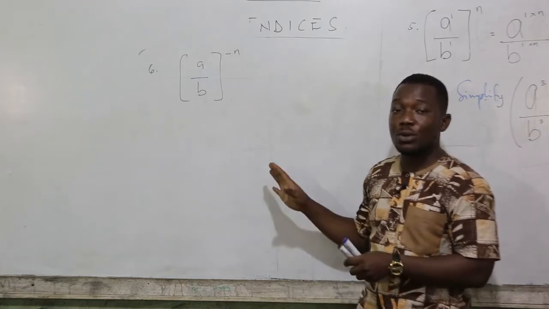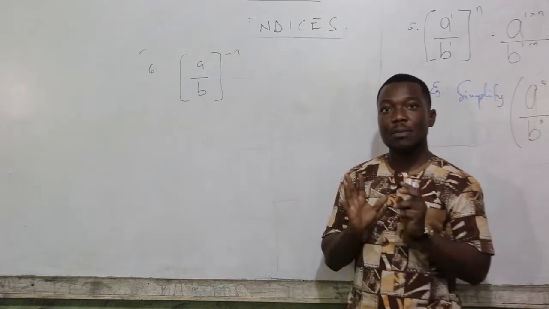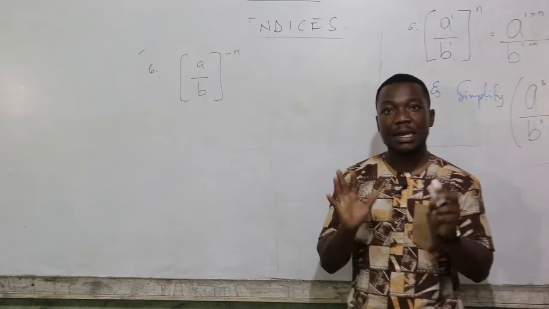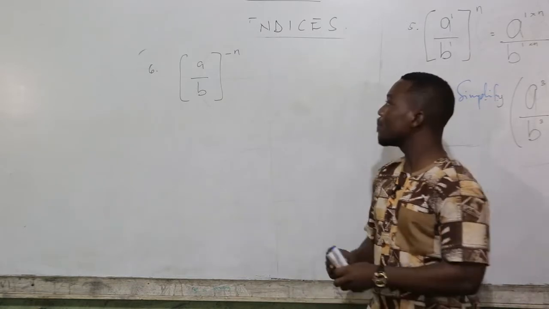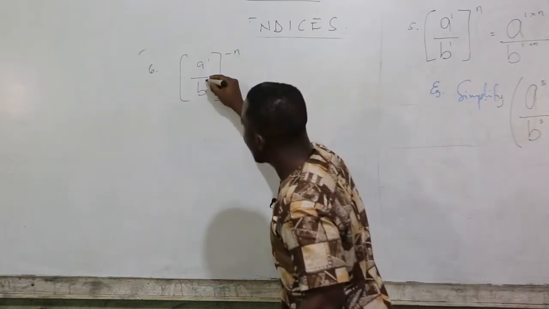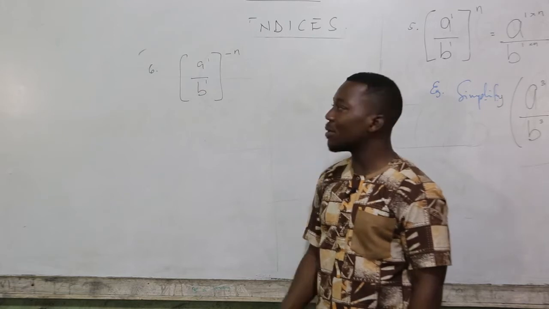We are going to go through this work the same way we did the other one. First of all, if the numbers don't have powers, give them powers. Any number without a power is the same as the number raised to the power 1. Let this negative n enter the bracket and work with the powers.